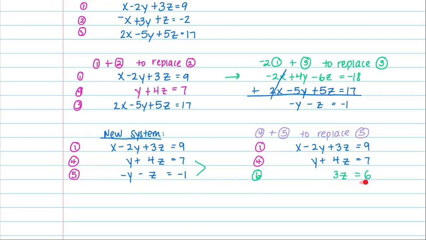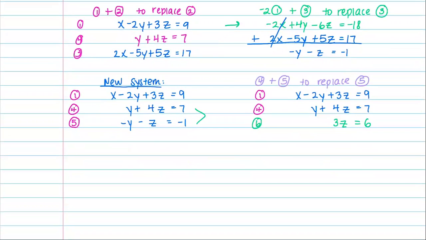All I need to do is divide this by 3. And then I'll have my stair step leading coefficients equal to 1. So if I divide that by 3, so we'll say I'm multiplying equation 6 times 1/3 to replace equation 6. So my final system, go ahead and duplicate that.